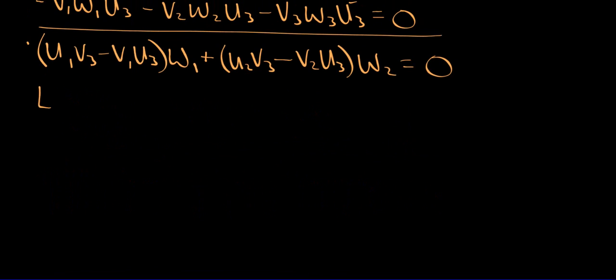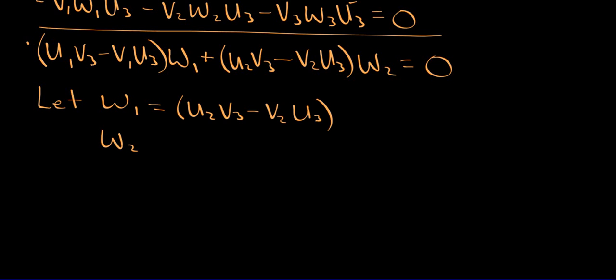What if I say, let W1 equal U2 V3 minus V2 U3? And if I say that, then let W2 equal the opposite of this one. What if I do that? Is that a solution? Okay, so this is a solution that works.